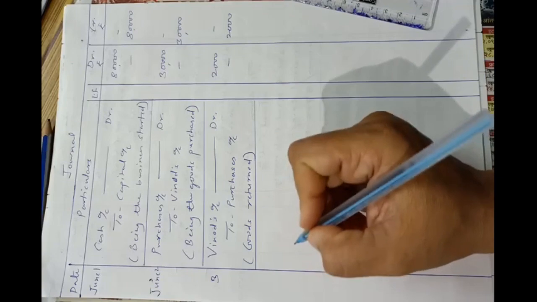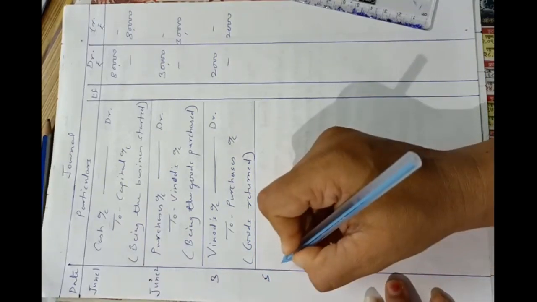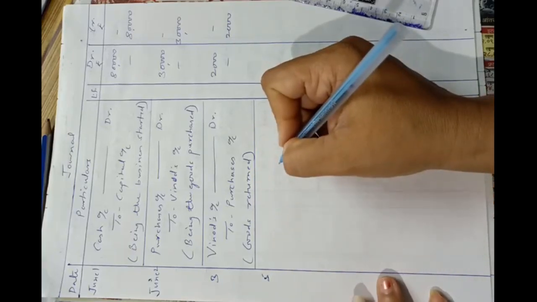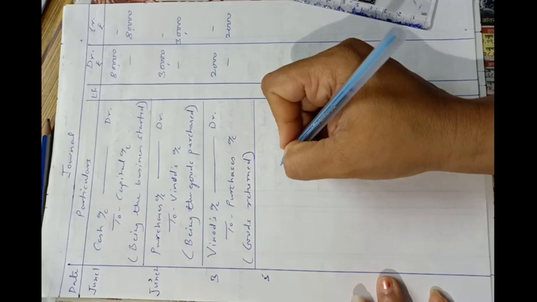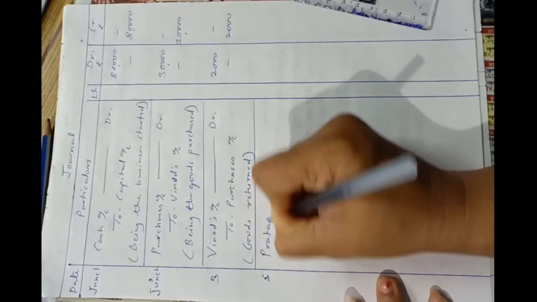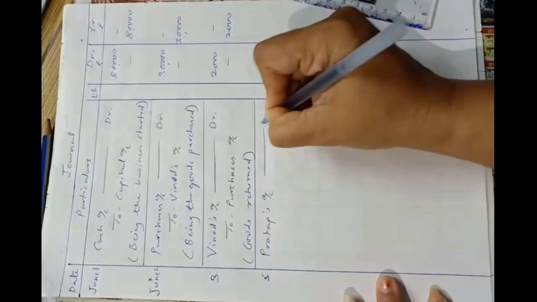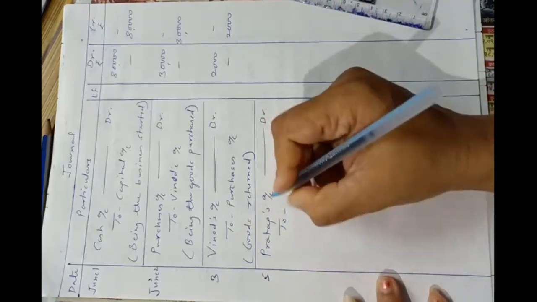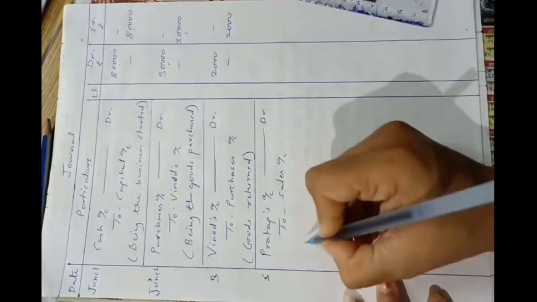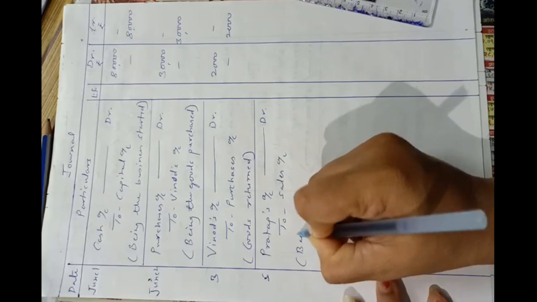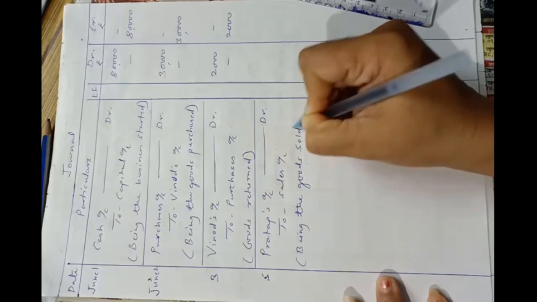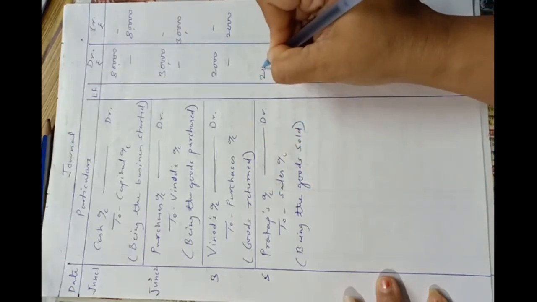Now 5th June, sold goods to Pratap rupees 20,000. So Pratap's account will be debited and sales account will be credited. So entry will be Pratap's account debit to sales account, and the narration, being the goods sold and the amount is rupees 20,000.